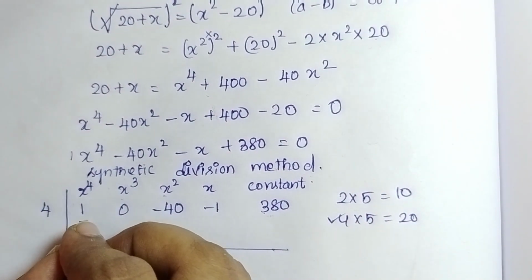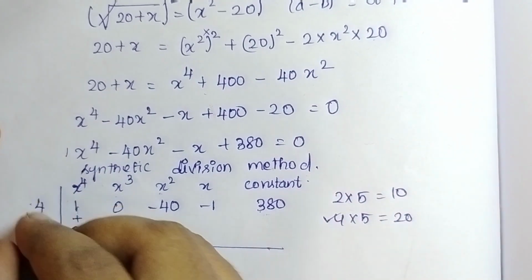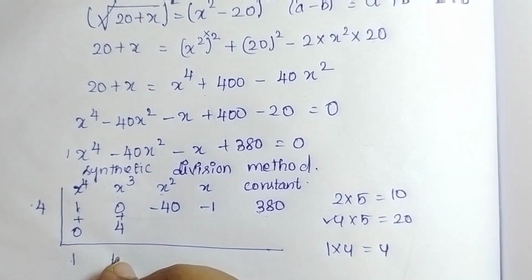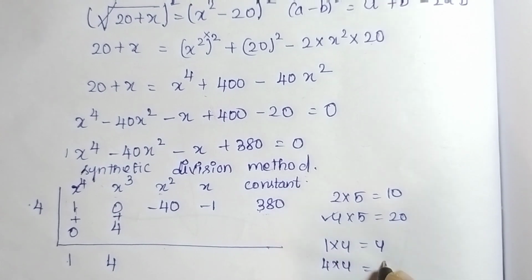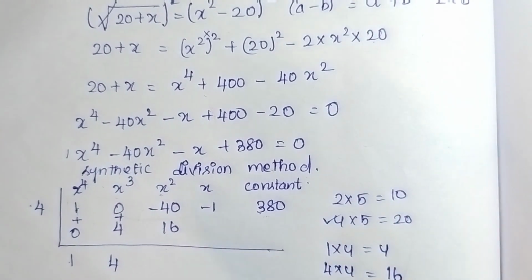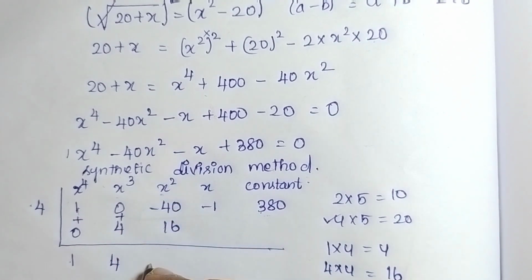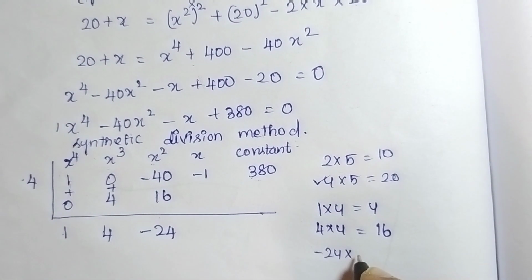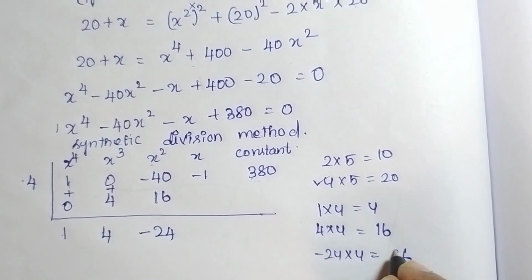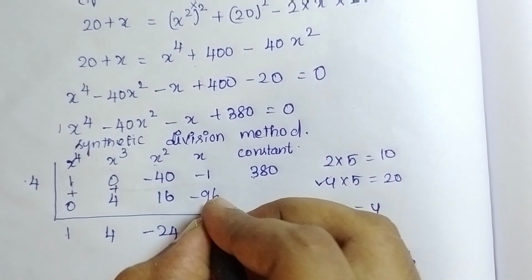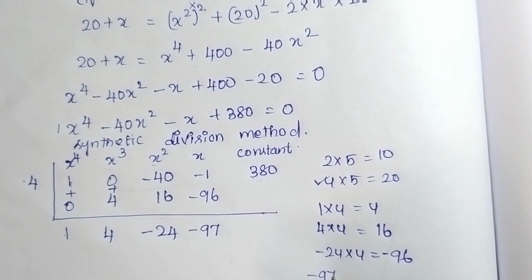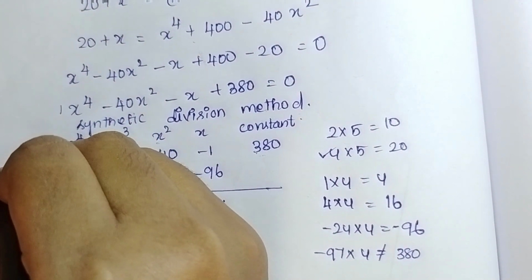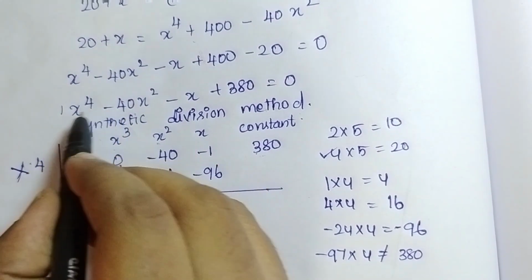So 0 as a default. 1 plus 0 is 1. Then 1 into 4 is equal to 4. Put 4 here and add these two. I get 4. Then 4 into 4 is equal to 16. So put 16 here. If I subtract that, I get minus 24. Then minus 24 into 4 is minus 96. So put that minus 96 here. So now minus 97. Minus 97 is not equal to 380, is it? So 4 should not be a factor for this equation.